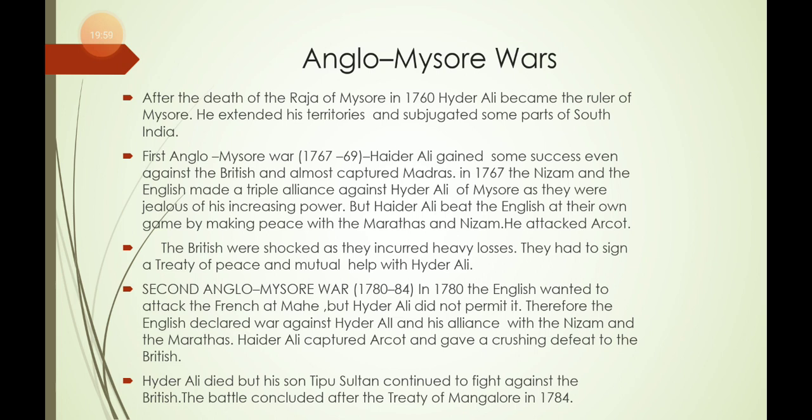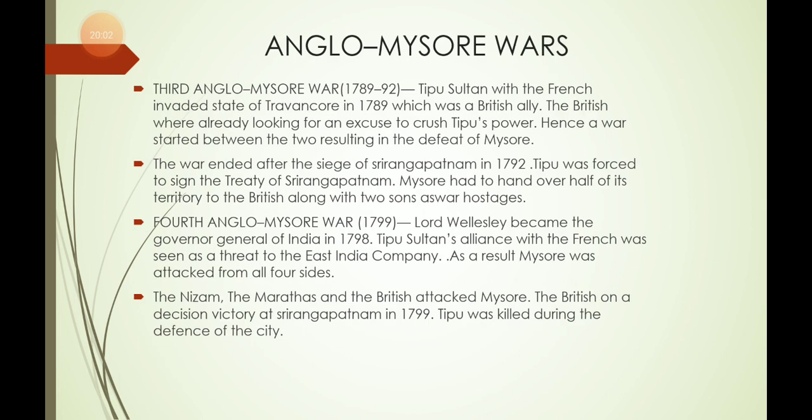Third Anglo Mysore War, 1789 to 92. Tipu Sultan allied with the French and invaded the nearby state of Travancore in 1789. The king of Travancore was an ally of the British.